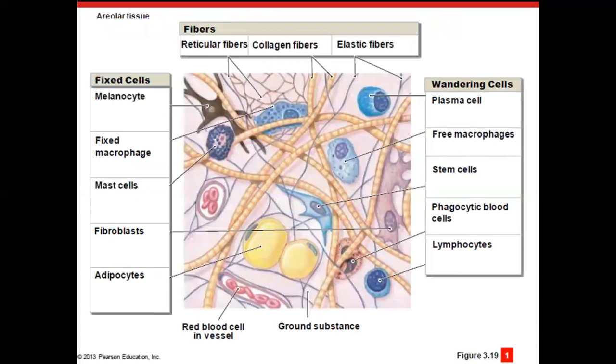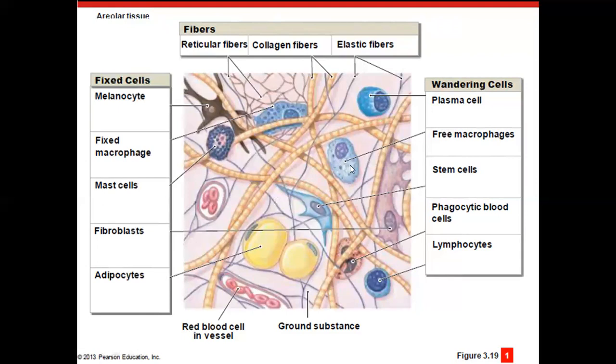So here's an example of areolar connective tissue. Right here would be reticular fibers. Remember, they branch. There are collagen fibers, long, thicker, really strong fibers. Here's an elastic fiber. Where is it pointed out on the side? There it is, elastic fibers. Those elastic fibers are really thin and stretchy.